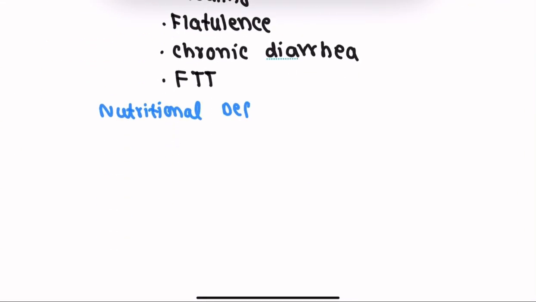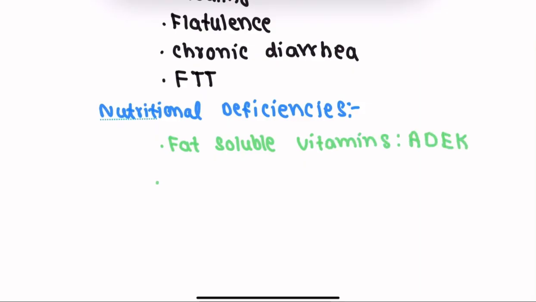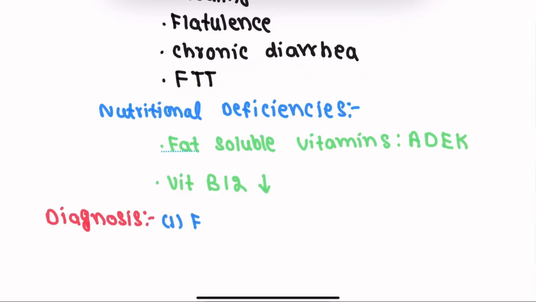Other than these symptoms, we will also see some nutritional deficiencies. These nutritional deficiencies include fat-soluble vitamin deficiency, and we know that these are A, D, E, and K. And we will also see vitamin B12 deficiency. So fat-soluble vitamin and vitamin B12 deficiencies are seen.